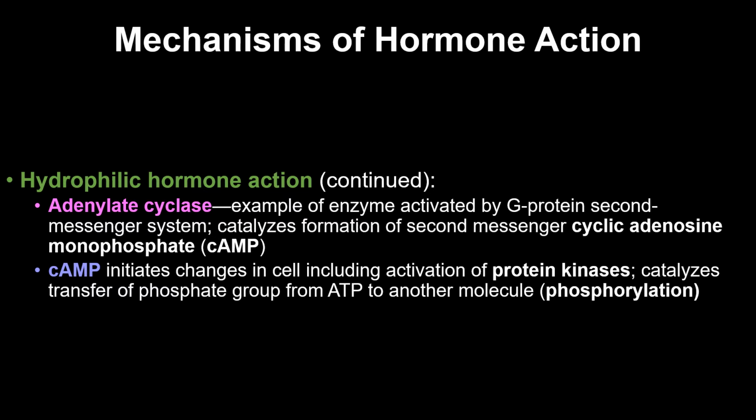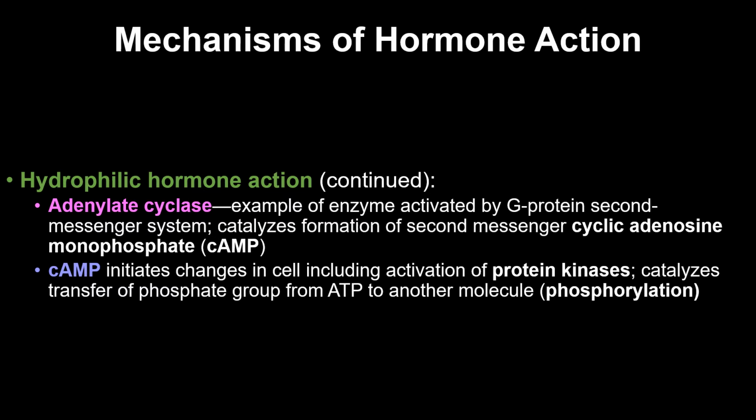In this signal cascade, G proteins activate an enzyme called adenylate cyclase, which then catalyzes the formation of the second messenger cyclic adenosine monophosphate, or cAMP. cAMP then changes the cell, including an activation of protein kinases, catalyzing the transfer of phosphate groups from ATP to another molecule in a process known as phosphorylation.